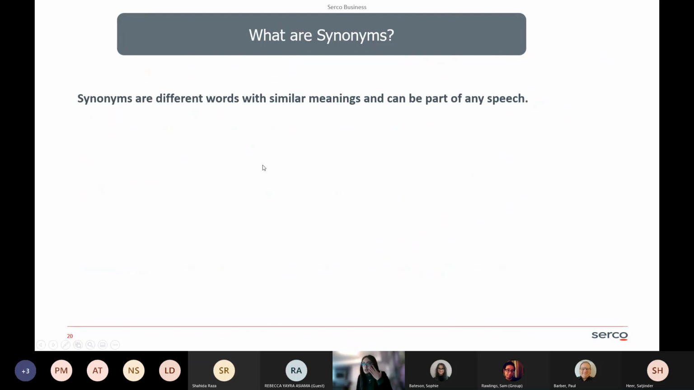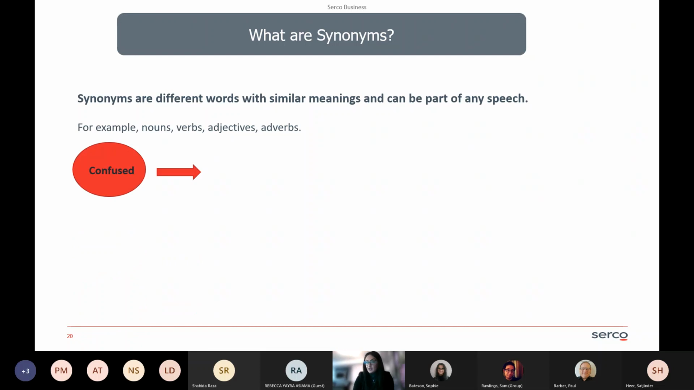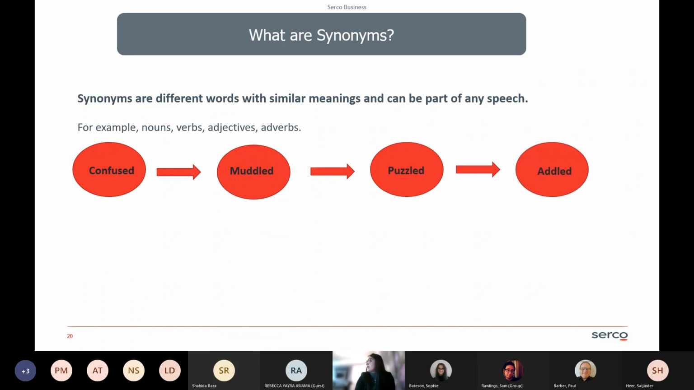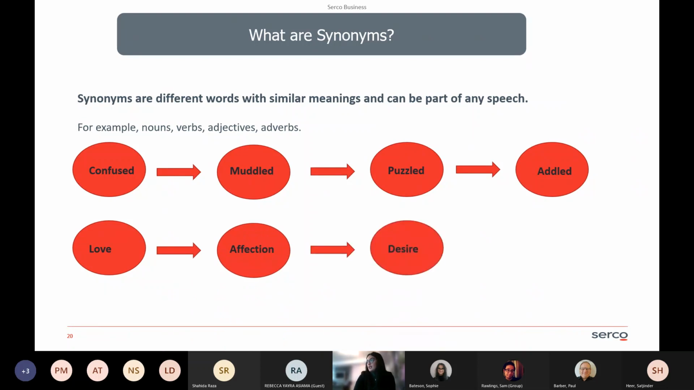So synonyms are different words with a similar meaning and can be part of any speech. So that could be verbal, that could be written. For an example, you've got your nouns, your verbs, adjectives, and your adverbs. An example is the word confused, and we want a different word to have the same meaning. So you've got muddled, puzzled, and addled. And then I've chosen another word: love, with obviously a different word but with the same meaning. Affection, desire, and lust.